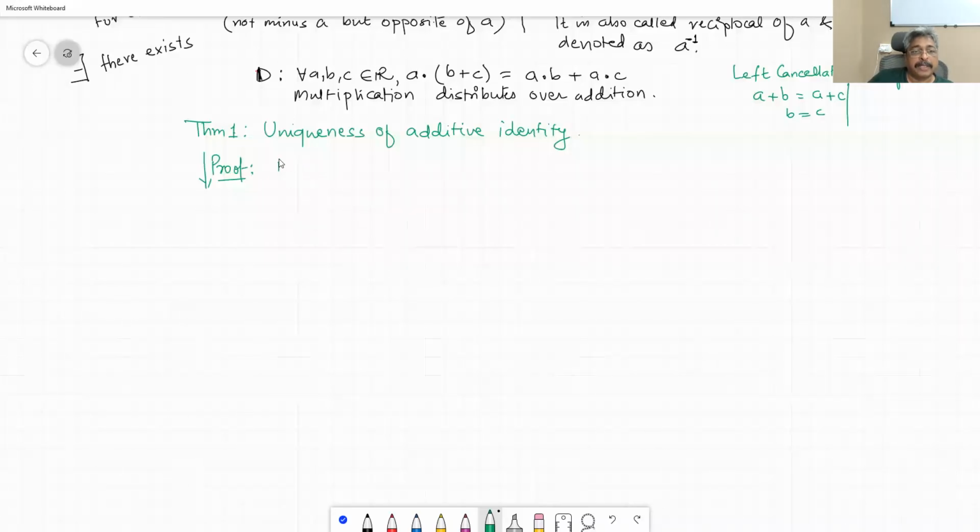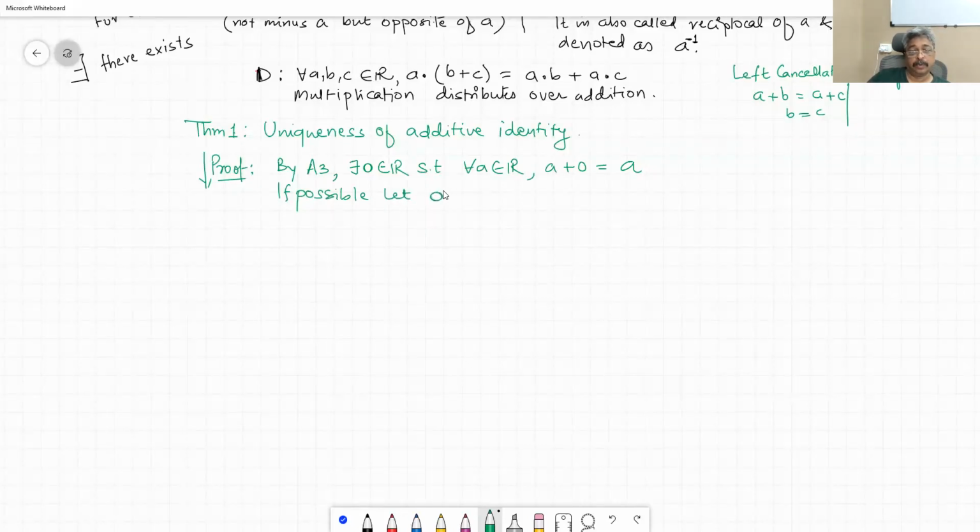Okay. By A3, there exists 0 belonging to R such that for every A belonging to R, A plus 0 is equal to A. If possible, let 0 dash belong to R such that for every A belonging to R, A plus 0 dash is equal to A.